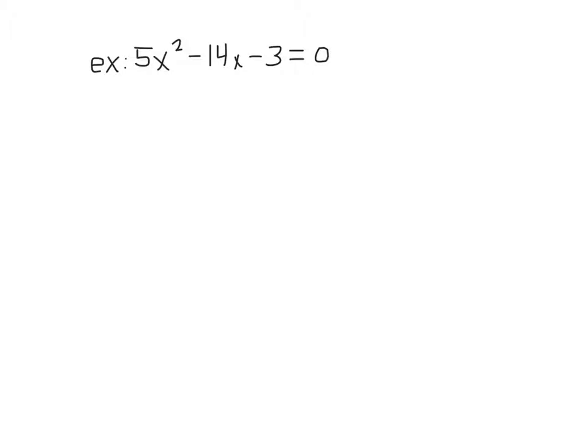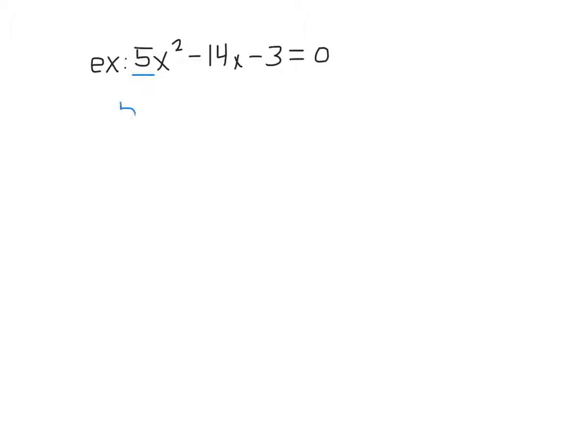Let's look at this one. 5x squared minus 14x minus 3 equals 0. All the terms are on the same side. So the second step here is going to be to factor. The leading coefficient is 5. It's not equal to 1. So we're going to factor by grouping again.